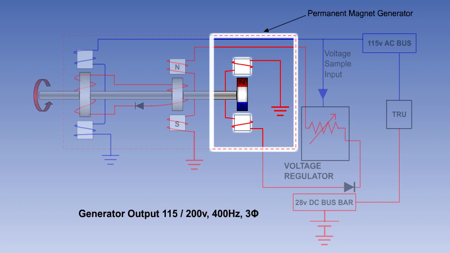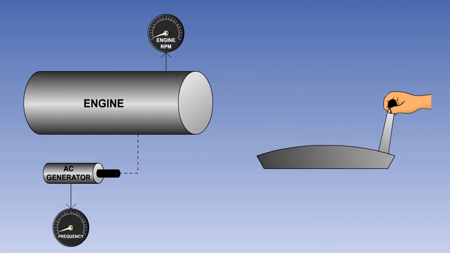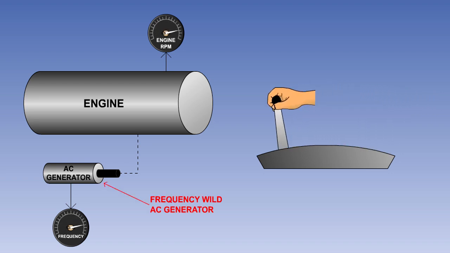Irrespective of the type of generator used, the output is usually 115/200 volts, 400 Hz, 3-phase. The frequency of the output of an AC generator will vary directly with the rotational speed of the generator. If an AC generator is driven directly from the engine gearbox, then its speed, and therefore the frequency of its output, will vary directly with engine speed.